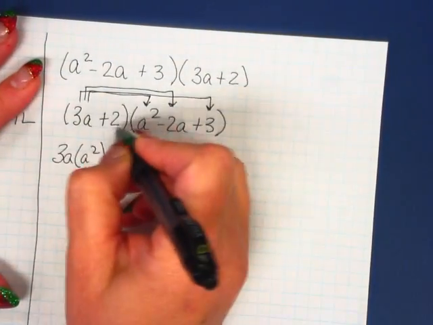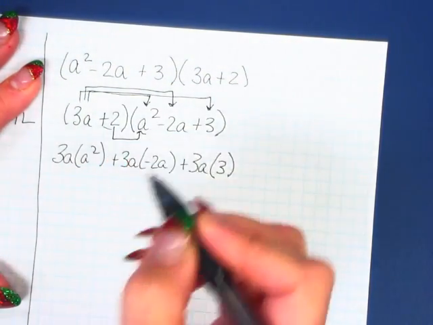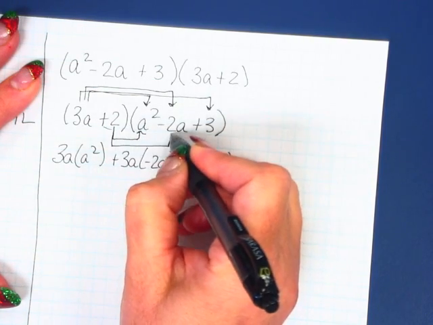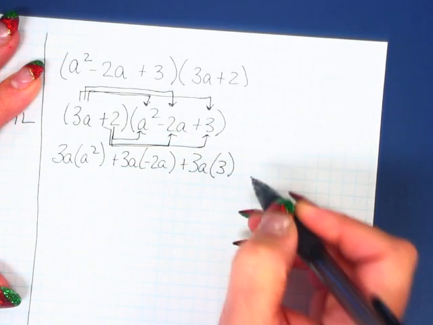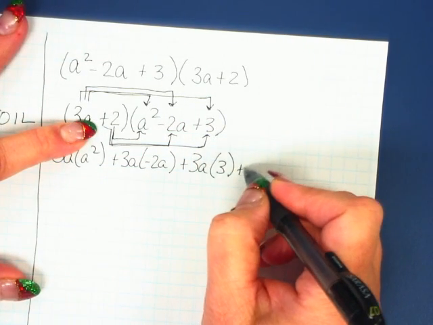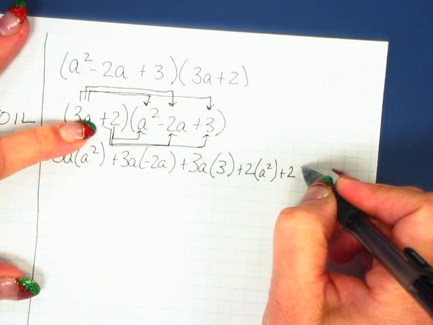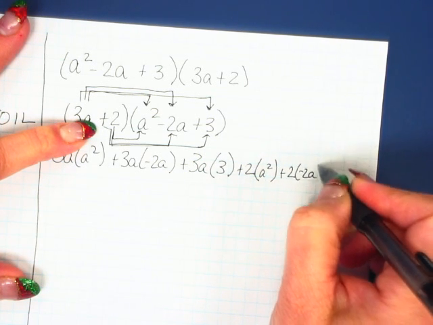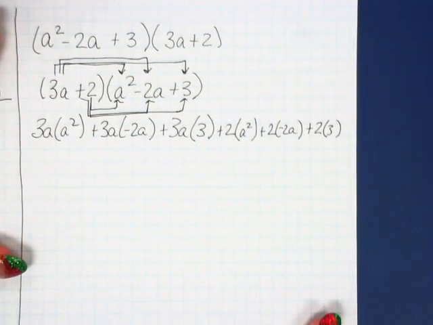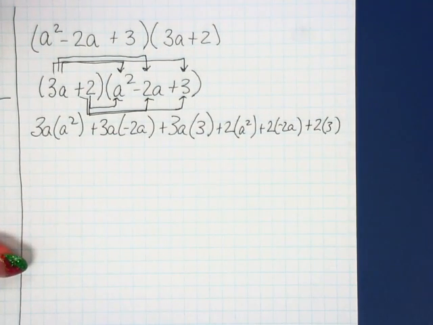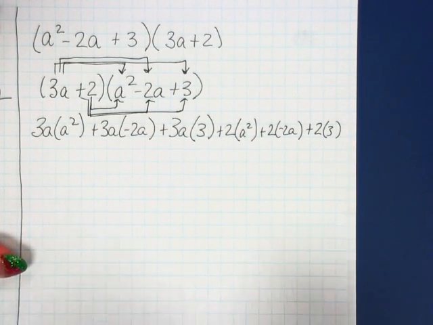Now you're going to multiply everything by that positive 2. So 2 times a squared, 2 times negative 2a, and 2 times the 3. So plus 2 times a squared plus 2 times negative 2a plus 2 times 3. Get rid of those parentheses. Anytime we see parentheses, that should be our first thing to get rid of.